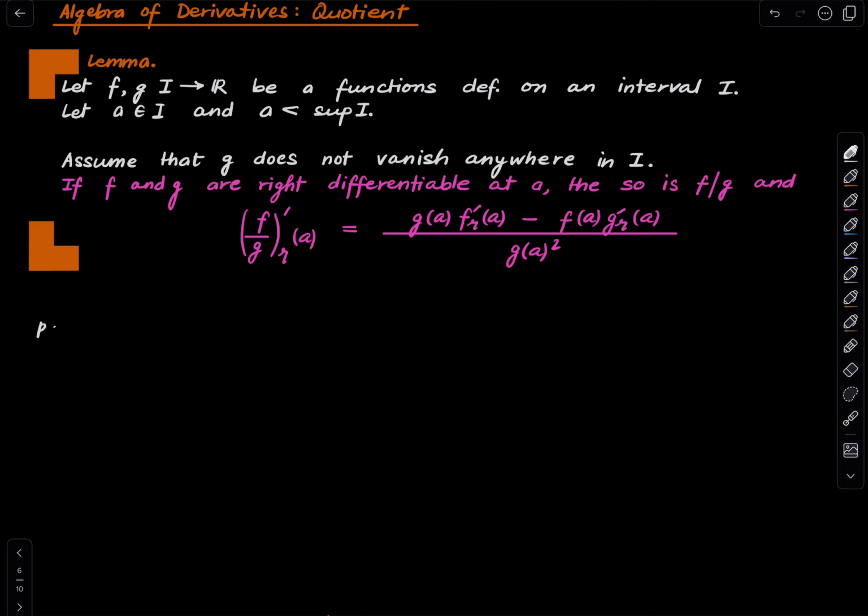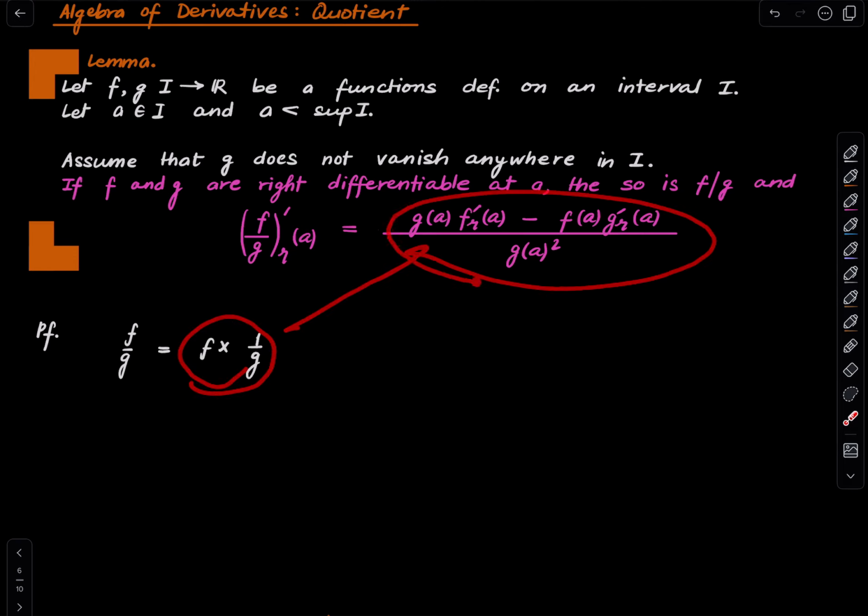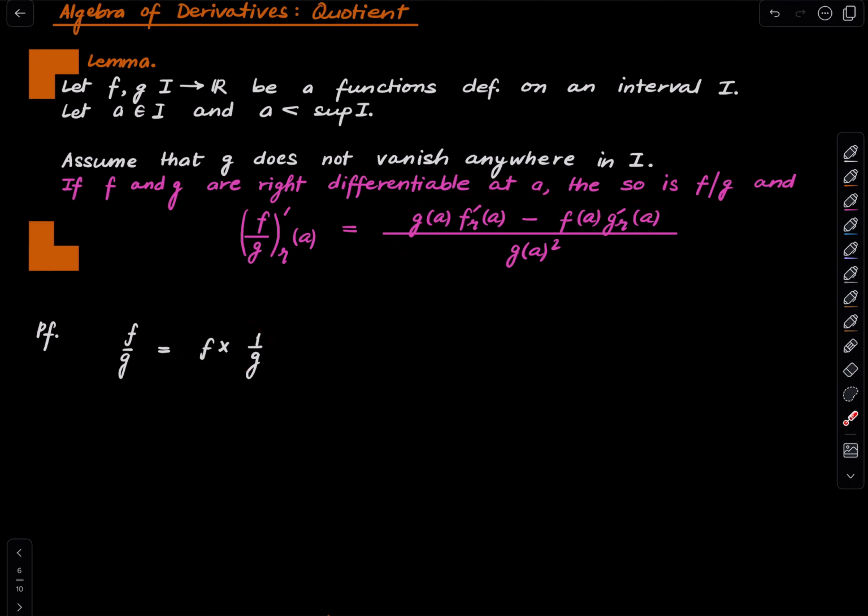So the proof of it is, just write f upon g as f times 1 by g. We know the right derivative of this, we know the right derivative of that. And once we have the product of two functions whose right derivatives we know, we can just use our formula for the product. So that's it. Just apply the formula here, you will get that. So I'll leave this one as an exercise and move on.